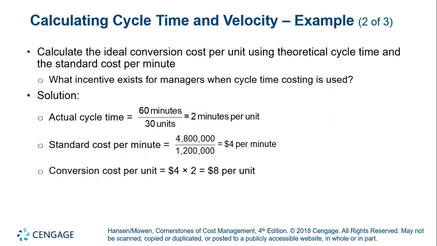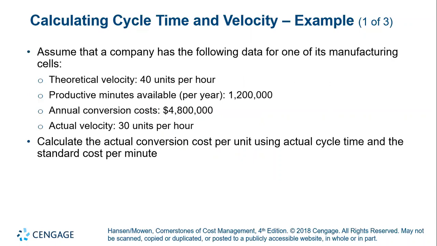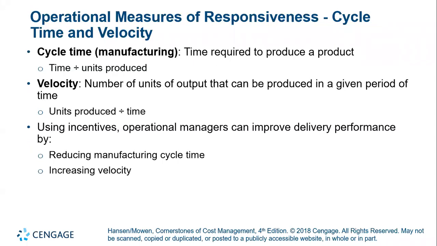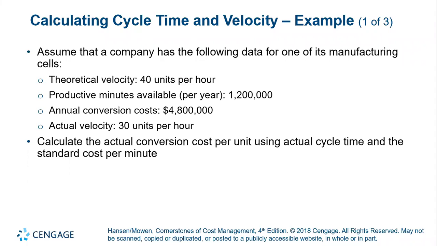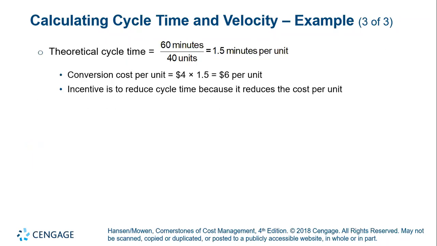Second requirement is calculate the ideal conversion cost per unit using theoretical cycle time and the standard cost per minute. So we now divide 60 minutes by 40 units. Take note that 40 units is the theoretical velocity, whereas in requirement number 1, we use the actual velocity of 30. That's the theoretical units. So we have 60 minutes divided by 40 units, which is 1.5 minutes per unit.